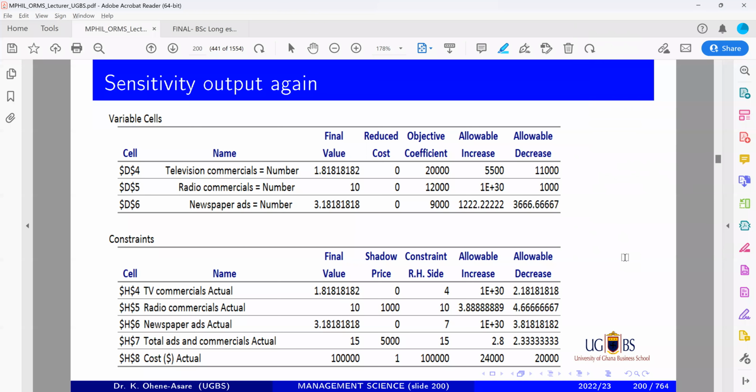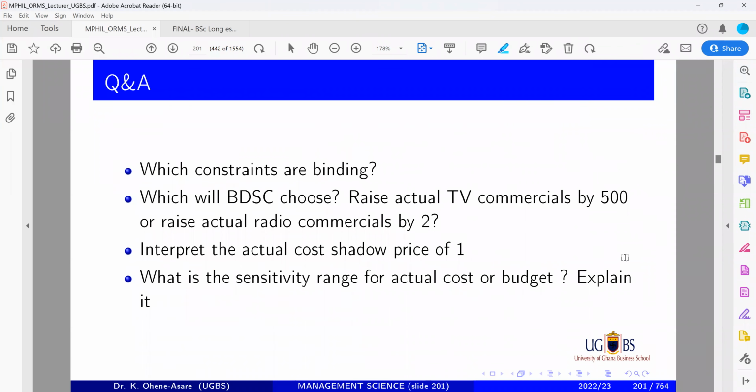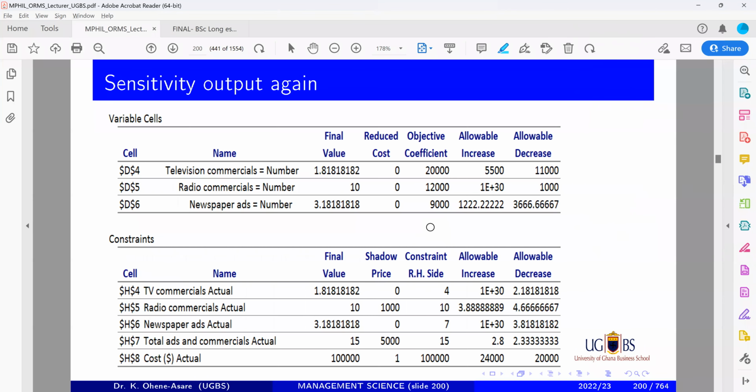Now, which will BDC choose? Raising the actual radio by 500, or raising the actual TV by 500, or raising the actual radio by 2 commercials. So TV by 500, radio by 2. TV has been increased by more, 500. Radio has been increased by 2. Which do you think the company is going to select? And of course, why? The company is going to select radio. Correct.